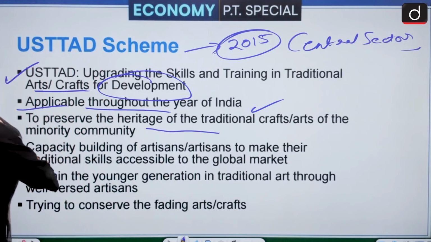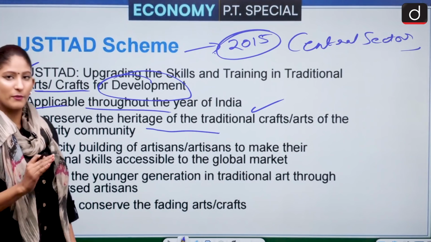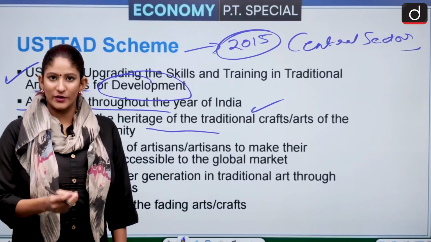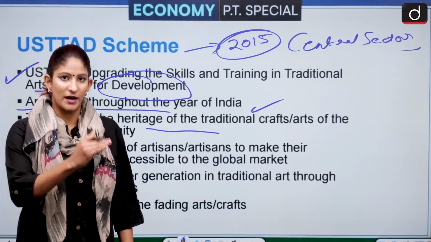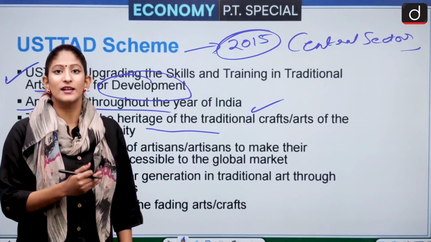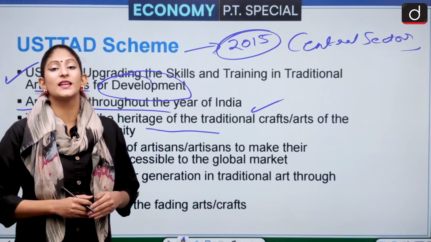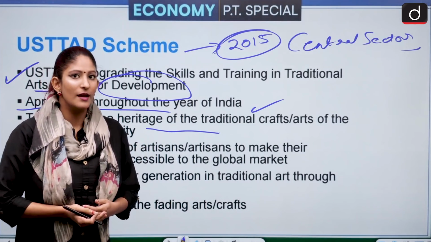Then capacity building of artisans in order to make their traditional skills accessible to the global market. That means providing capacity building and training in order to meet the demand, the supply and the skills that are demanded. They should be met through capacity building programs and they should be integrated in the global market.